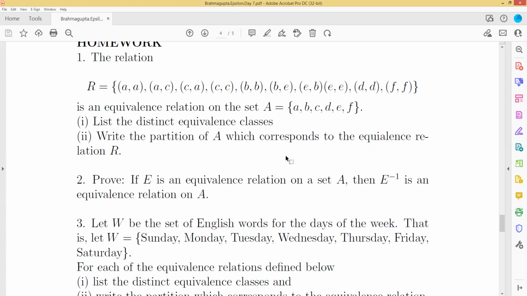Time is now 7:30, 5 p.m. We start. Let's look at homework number 1.